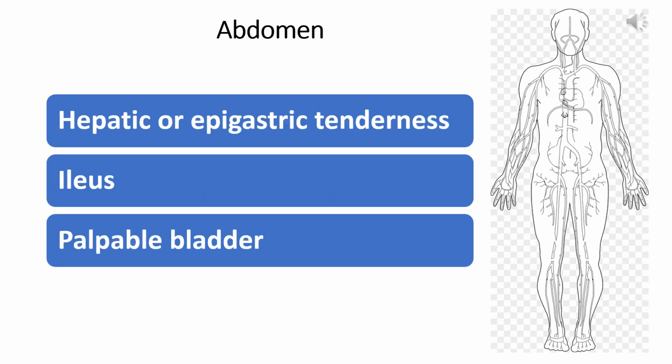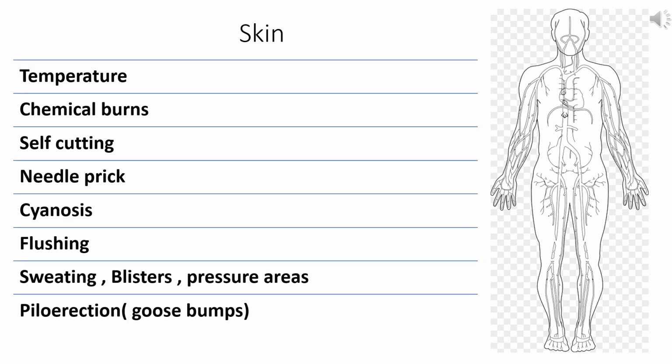In the next step, one will look for abdomen examination, in which a person will look for hepatic or epigastric tenderness, ileus, and palpable bladder. And when examining skin, a person will look for temperature, chemical burns, self-cutting, needle prick, cyanosis, flushing, sweating, blisters, pressure areas, or piloerection, that we usually call goosebumps.